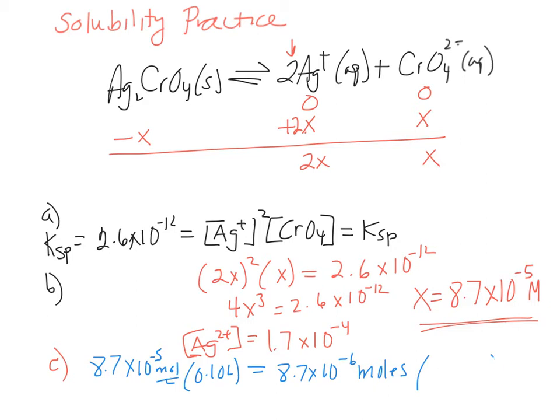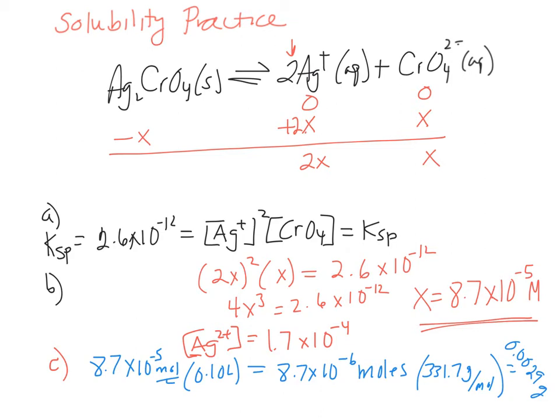And then we have to multiply that by the molar mass of silver chromate, which is 331.7 grams per mole. And when you multiply that, you get 0.0029 grams. So it's not going to squeeze in here very well. 0.0029 grams will dissolve in 100 milliliters for the silver chromate.